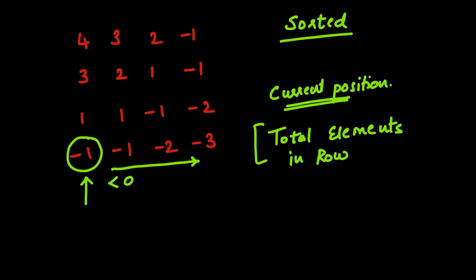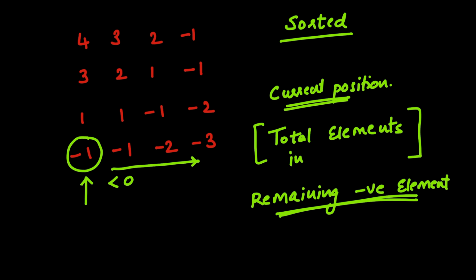I can take the current position and subtract it from the total elements in the given row to tell me how many elements are going to be negative in the corresponding row. The same logic applies to the column as well. If I know a particular value is negative in a given column, I can easily take its current position and subtract it from the total elements in the given column to get the remaining negative elements. Now, based on that logic, let's come up with a solution to solve this problem.